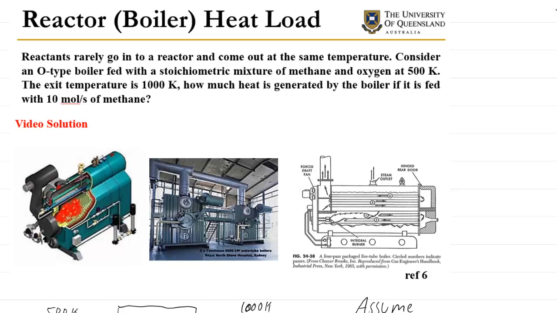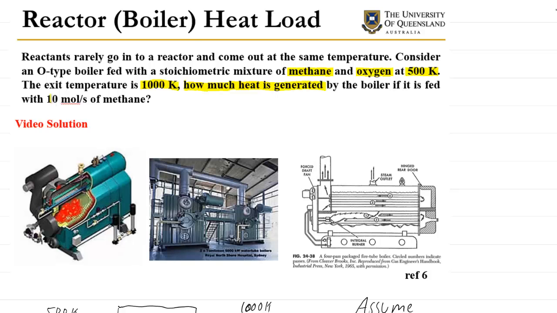In this example today we're looking at a boiler. Now this boiler is being fed with methane and also with oxygen at 500 degrees Kelvin. This combusts and it leaves the boiler at 1000 degrees Kelvin, and what we're wanting to know is how much heat is generated by the boiler.